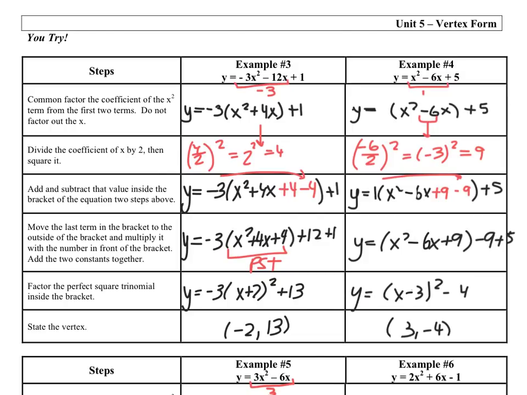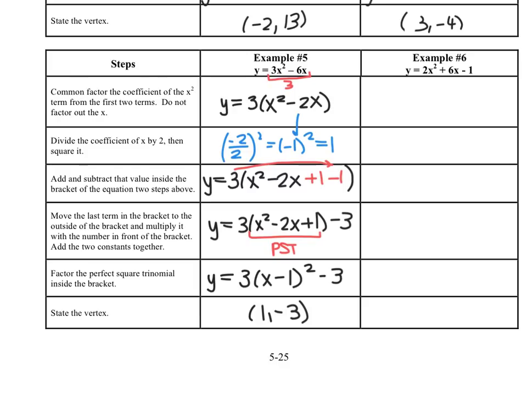Okay, I want you to try number 5 on your own, which is y equals 3x squared minus 6x. There isn't a constant at the end. If you want to put a plus 0 so it looks more familiar, you can, but you don't have to. Treat it the same way. Factor out that 3 from the first two terms, or only terms in this case, and then continue from there.